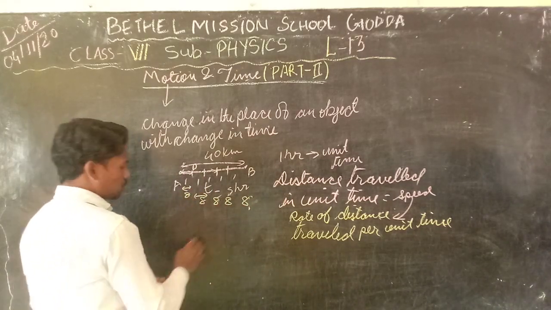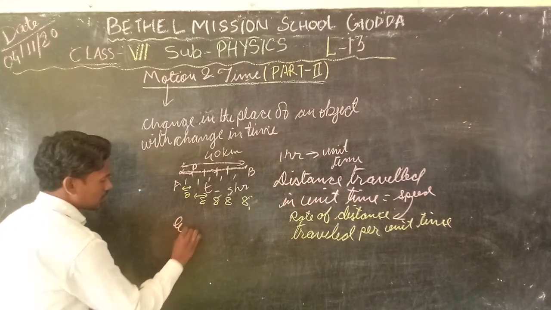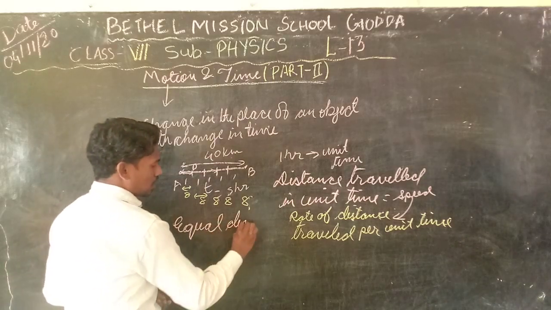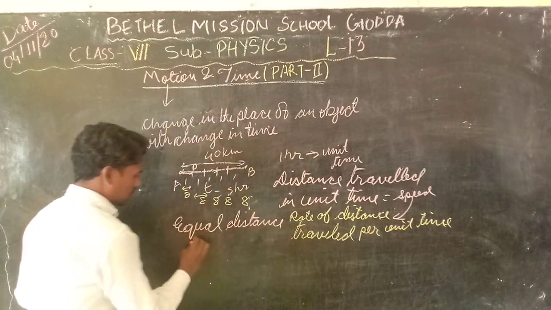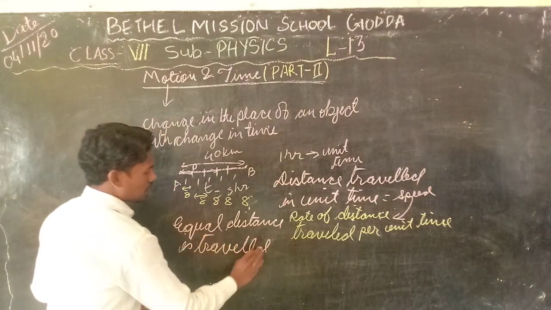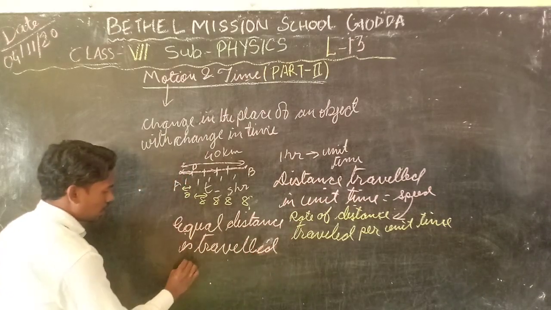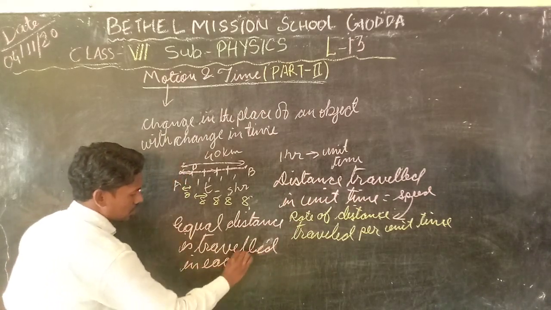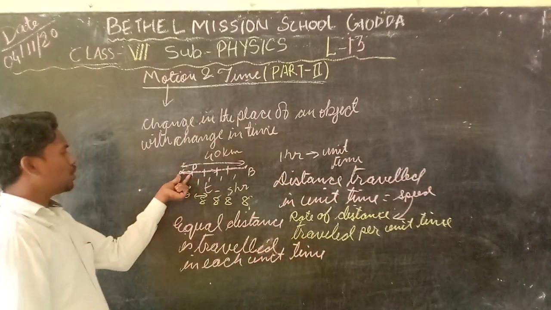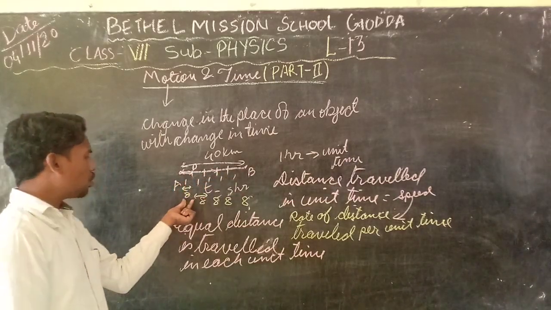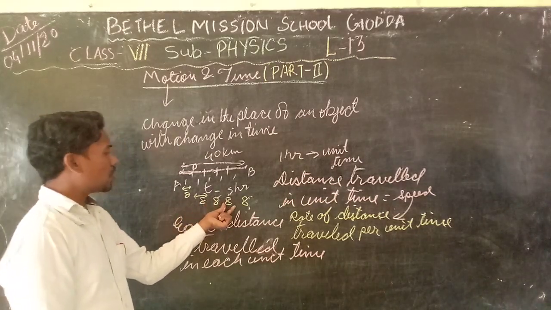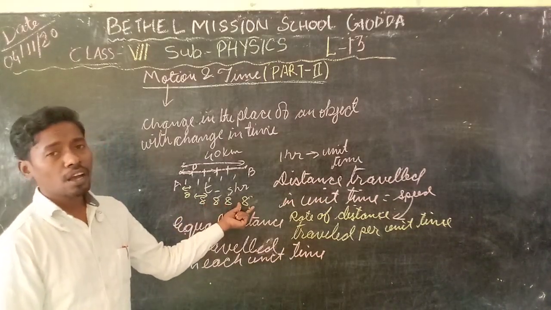So equal distance is traveled in each unit time. 8 kilometers traveled in 1 hour, again 8 kilometers in 1 hour, again 8 kilometers in 1 hour, and again 8 kilometers in 1 hour.